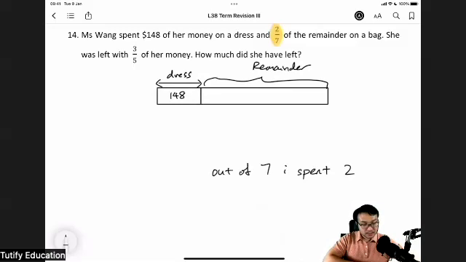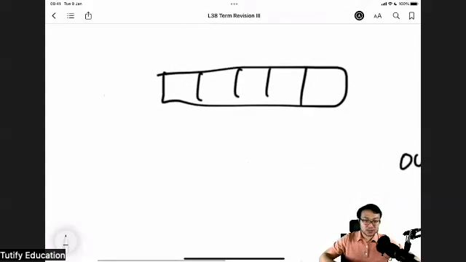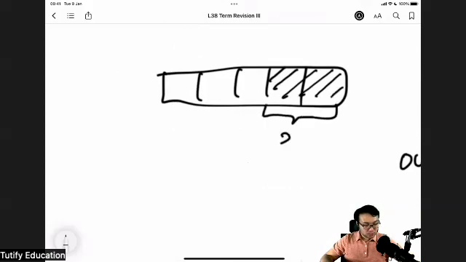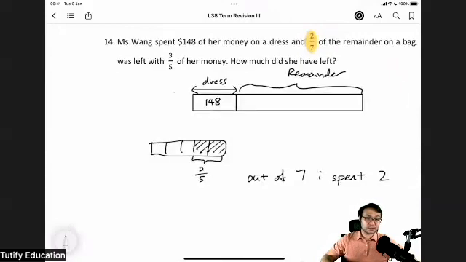So how many units should the remainder have for me to spend 2 out of 7? If you give me 5 units, can I spend 2 out of 7? Talia? Yes. If you give me 5 units like this, then how many units is 2 out of 7? 2 units. If I shade like that, this is actually 2 out of how many units? 5. Where's the 7? So how many units do I need in order to get 2 out of 7?